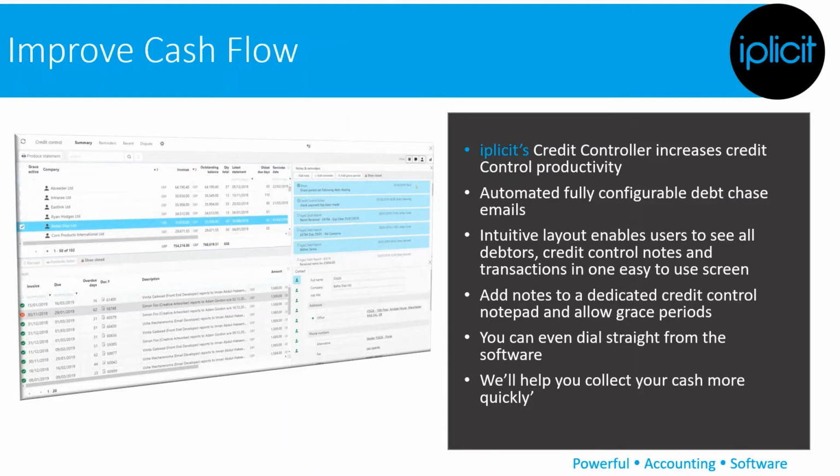I want to take a look at how we can help you improve your cash flow. So iplicit has got its own inbuilt credit control facilities which help improve productivity. It's fully automated, and it can also do things like automatically send statements and debt chase emails or letters. It's got a really nice intuitive layout that you're about to see. You can see the notes, you can even dial from the screen as well. And so it's ideal for people who are doing credit control on a regular basis.